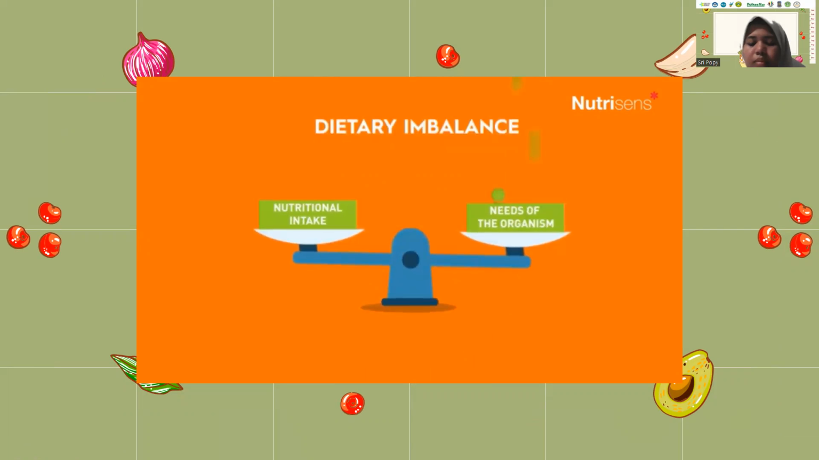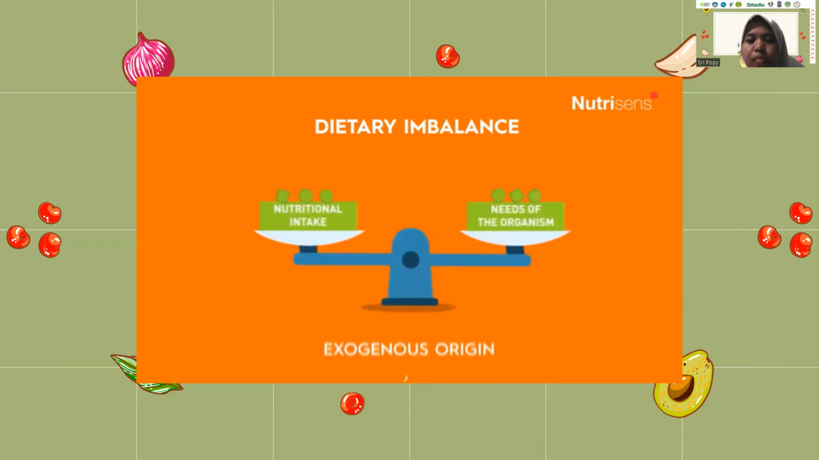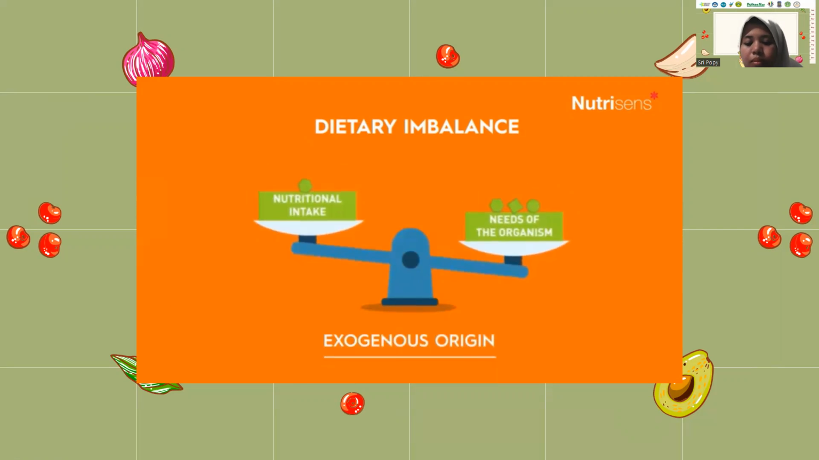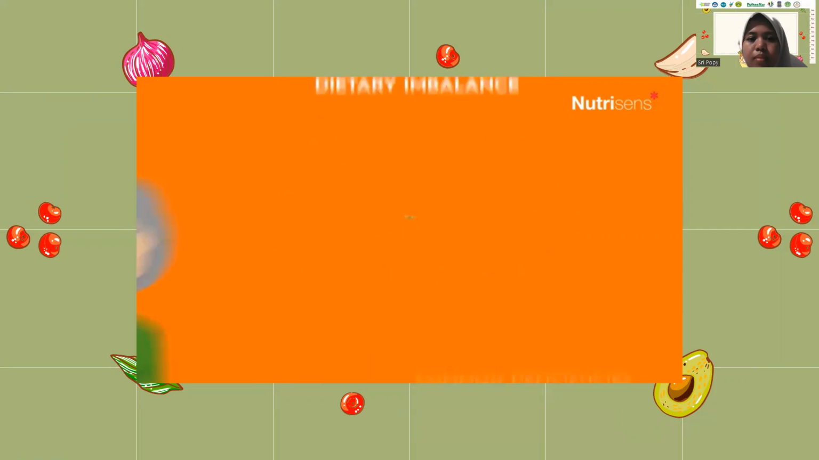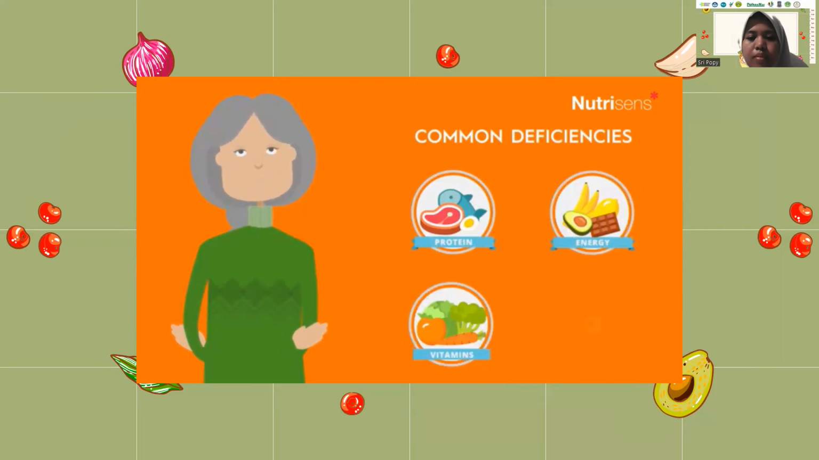Malnutrition is an energy imbalance and can be endogenous, where energy needs exceed intake, and/or exogenous, where energy intake is insufficient for energy needs. These two origins have a reciprocal effect. Elderly people are most frequently deficient in proteins, energy, vitamins, and minerals.